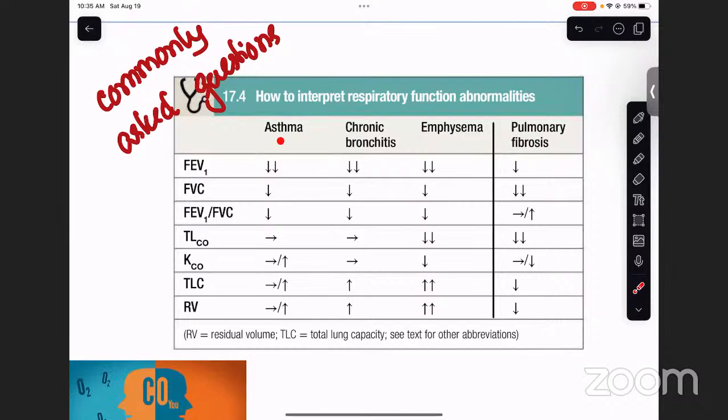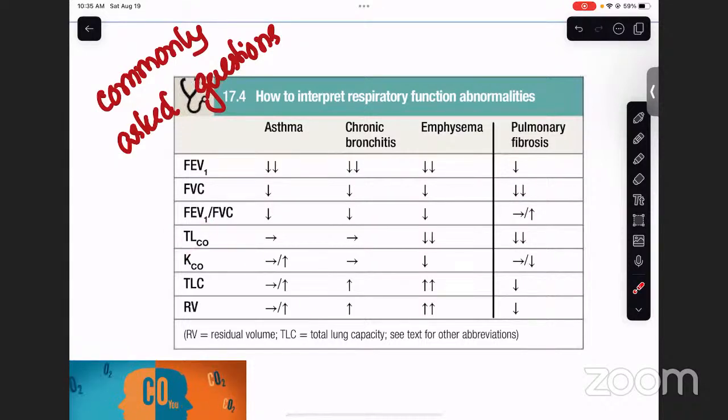Here, asthma, chronic bronchitis, and emphysema, these three conditions are associated with obstructive airway disease. So there will be a reduced FEV1/FVC ratio, like less than 70%. In case of pulmonary fibrosis, the FEV1/FVC ratio is more than or equal to 70%. So it will be normal or increased.